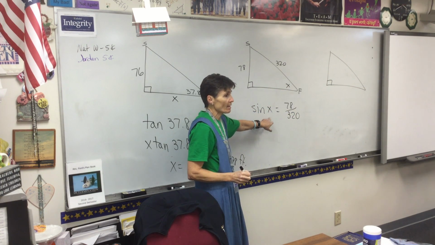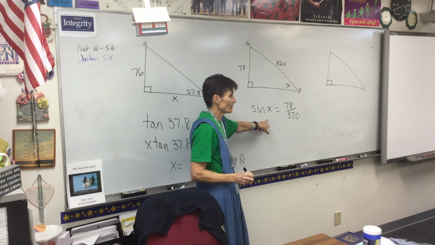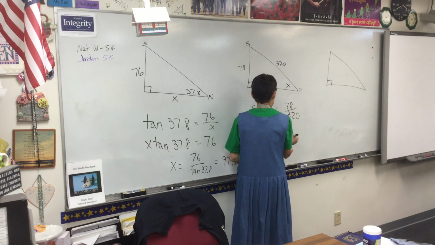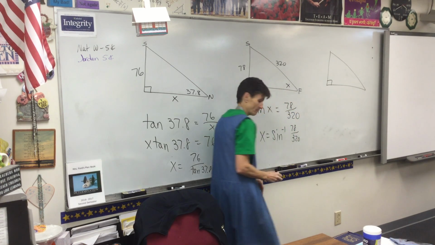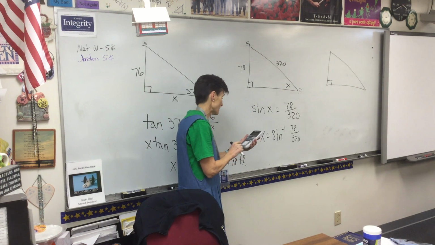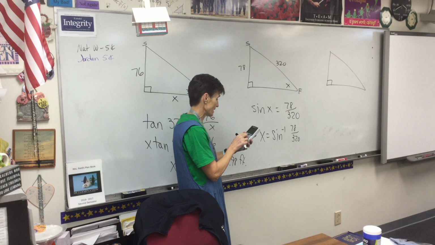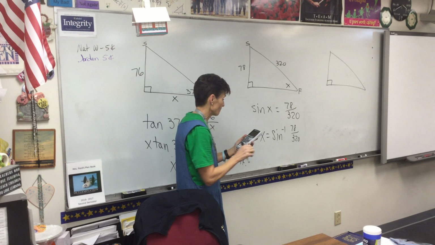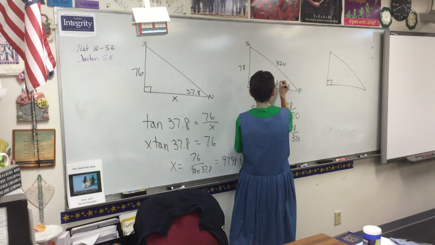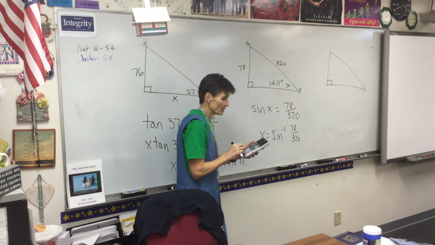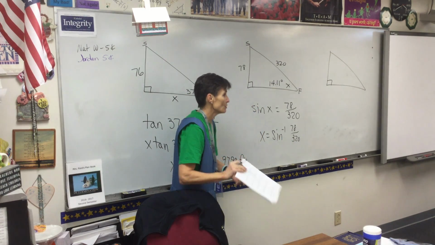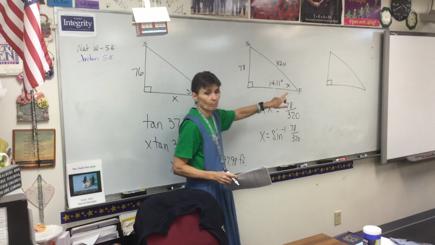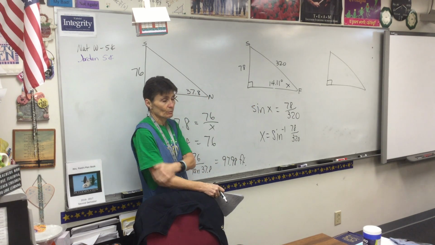So it's sine x equals 78 over 320. Now, what did I tell you? Every time the angle is the question, you're going to have to do second sine. Why do you do second again? It's the only way to find an angle. Second sine of 78 divided by 320. I got 14.11 degrees. Your unit is degrees. You're finding an angle. Need a unit. Degrees.